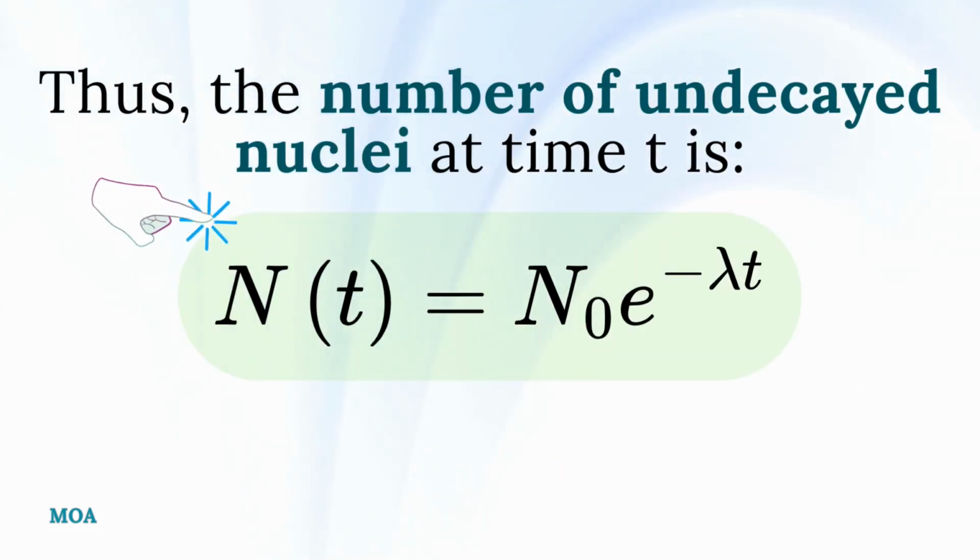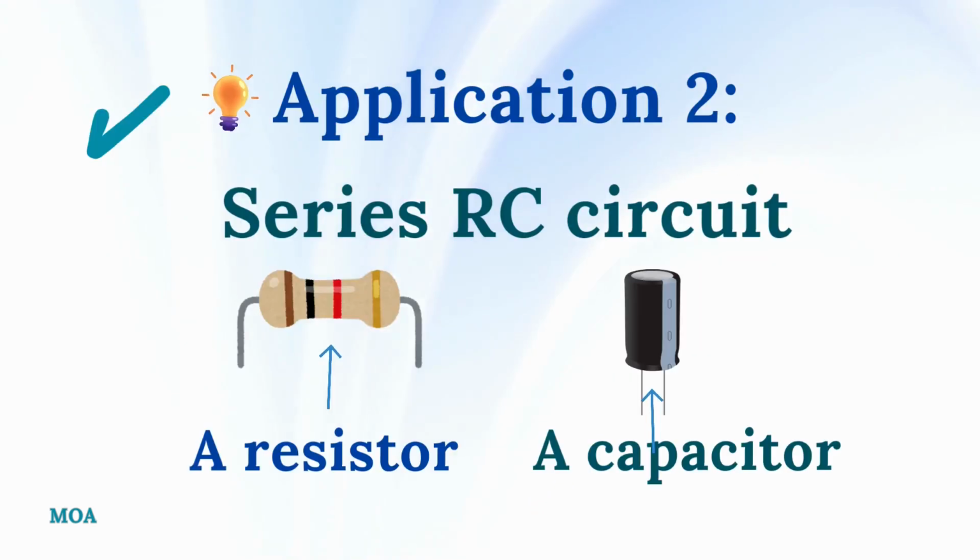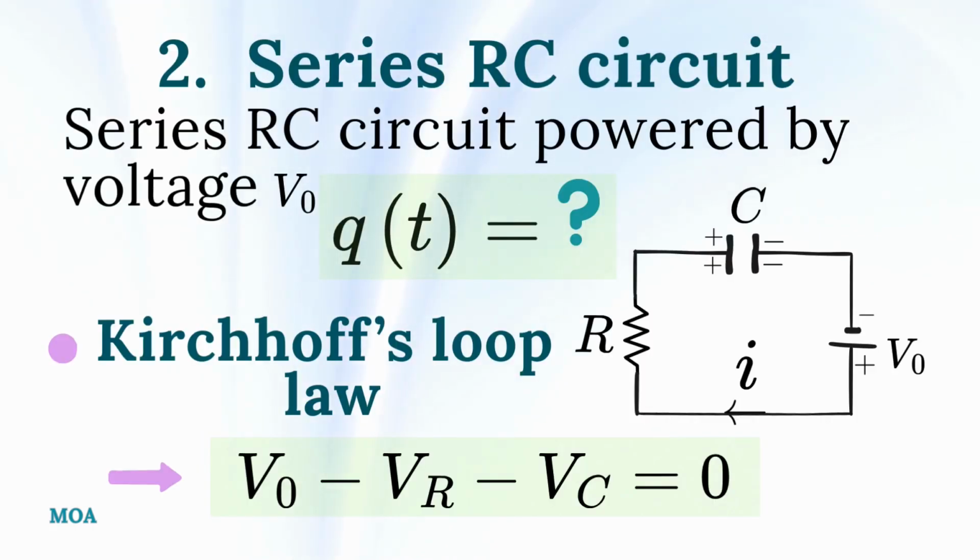Thus, the number of undecayed nuclei at time t is N of t equals N sub 0 times e to the minus lambda t. Now, let us move to application 2, the series RC circuit. We consider a series RC circuit powered by a constant voltage V sub 0. In this part, we aim to determine the expression for the charge Q of t, namely, the amount of electric charge stored on the capacitor at time t.